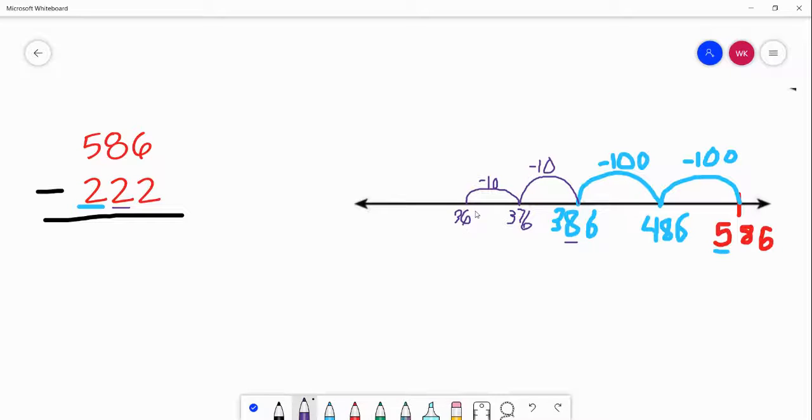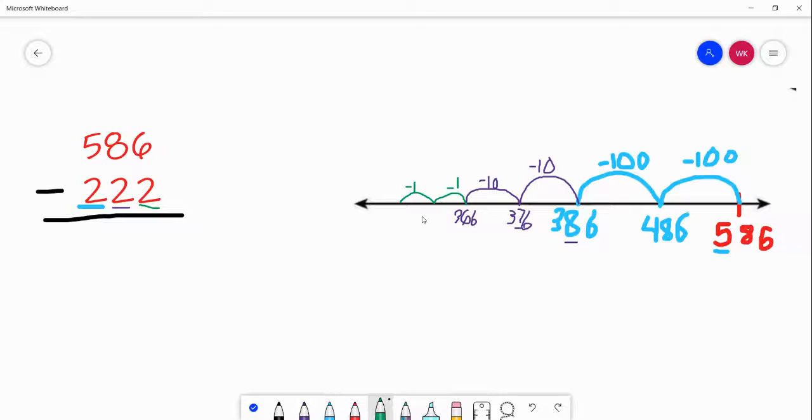366, because you're subtracting 10 from 376 would give you 366. All right, and that just did all of our tens. Now we're going to go over to our ones place. We have 2 ones to get rid of, so we subtract 1, subtract 1.